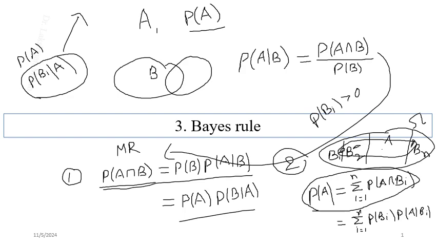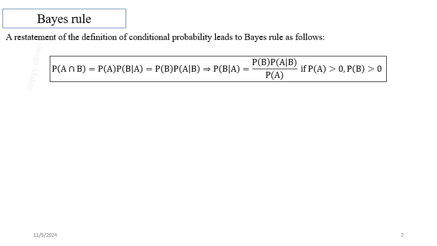So here, a doctor always comes up with some kind of prior information, then tries to come up with posterior information, then you will get medicine. That is the application of Bayes rule. So here I will talk about Bayes rule in detail.